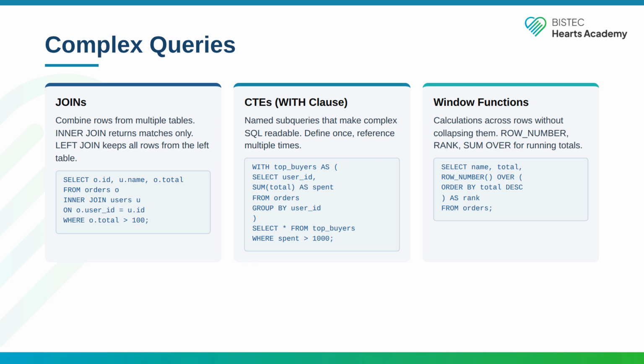Window functions are the advanced tool. They let you calculate values across a set of rows without collapsing them into a single result. ROW_NUMBER gives each row a sequential number within a partition. RANK does the same but handles ties. SUM OVER gives you running totals. Think about this. The key difference from GROUP BY is that window functions keep all the individual rows. GROUP BY collapses them. If you want to see each order and its rank within the user's order history, you need a window function.